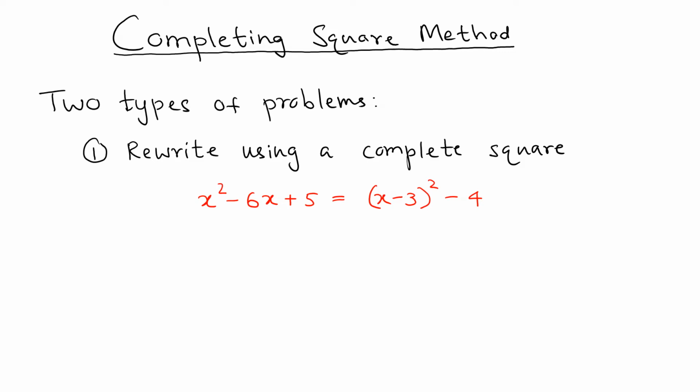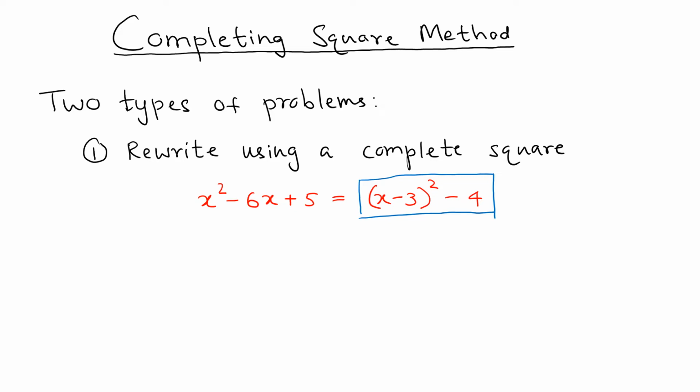For example, when you have x squared minus 6x plus 5, you can rewrite this with a complete square. So you can see on the right side, there's a complete square. And they are exactly the same, but you rewrite it with the complete square. That's the first type. So rewrite using complete square.